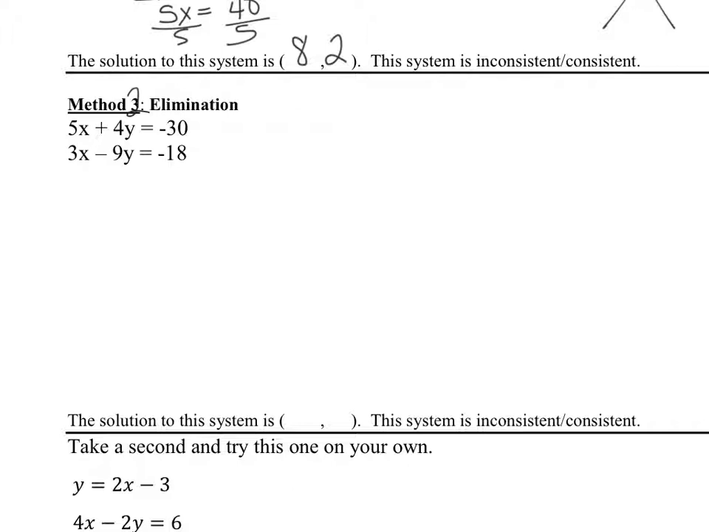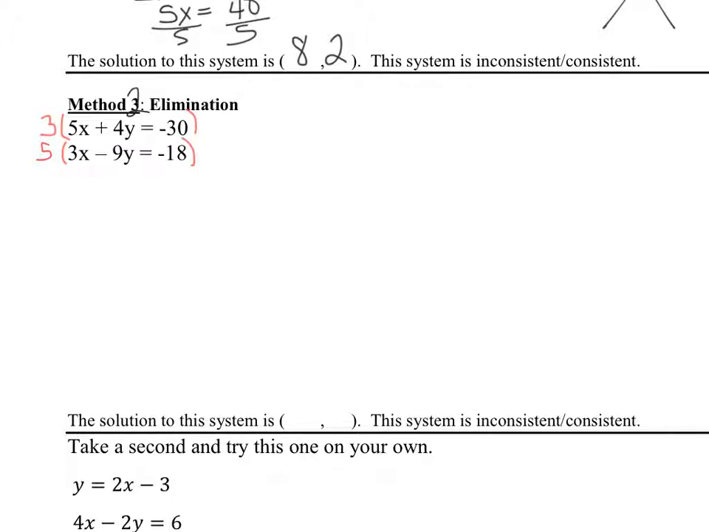I like to call this one the crisscross. Okay, I hug the tops. I crisscross the 3 up here. So I take the 3, move it up here. 5, move it down there. There we go. Now, what we're trying to do is eliminate one of the variables.